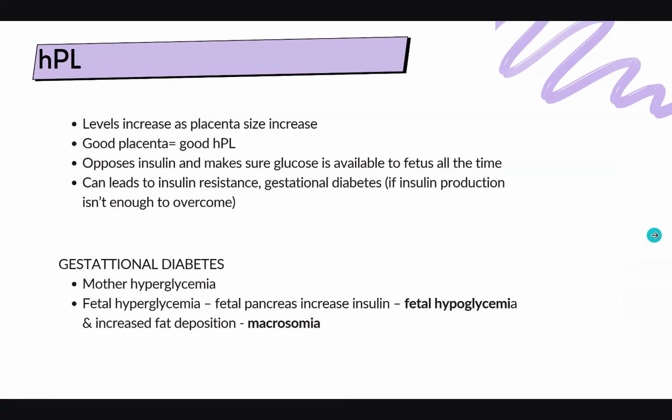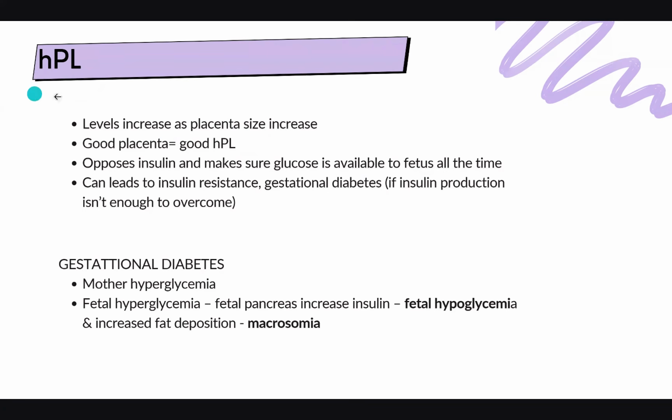All right. Okay, now the next one is human placental lactogen. Human placental lactogen is very interesting because, again, this is produced from the placenta itself, as the name suggests. The levels of human placental lactogen increase as the placenta size increases. So if there's a good placenta and the placenta is working well, then HPL is also supposed to remain high. Okay, so if there's any problem to the placenta, then the HPL levels become abnormal.